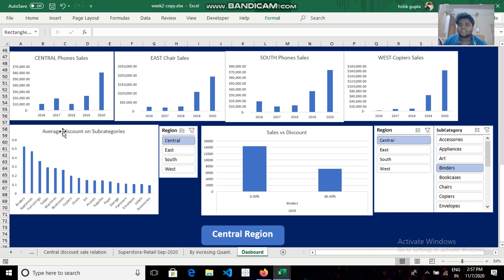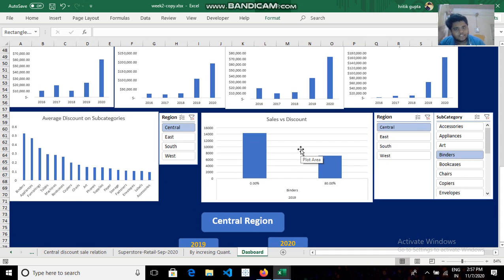For that, I'm checking the average discount on all subcategories. So in the central region, the discount was on binders. The discount was an average of 52%, which is so much higher.